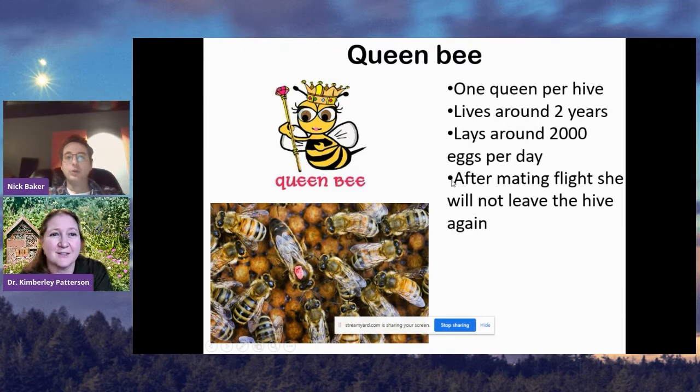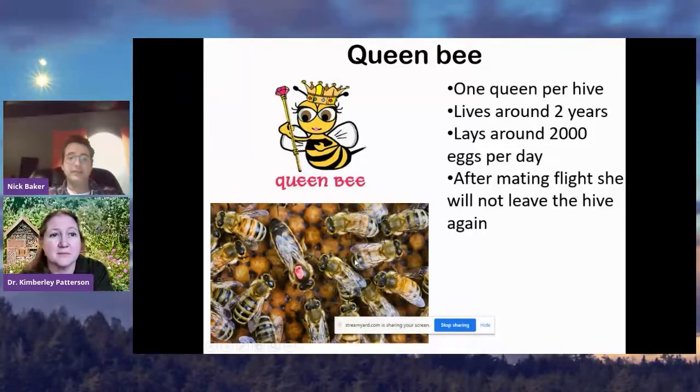So as I mentioned, one queen per hive. She can live up to 2 years. On average it's about 18 months. And she'll lay around 2,000 eggs per day. So in her lifetime, she'll lay roughly over 2 million eggs.